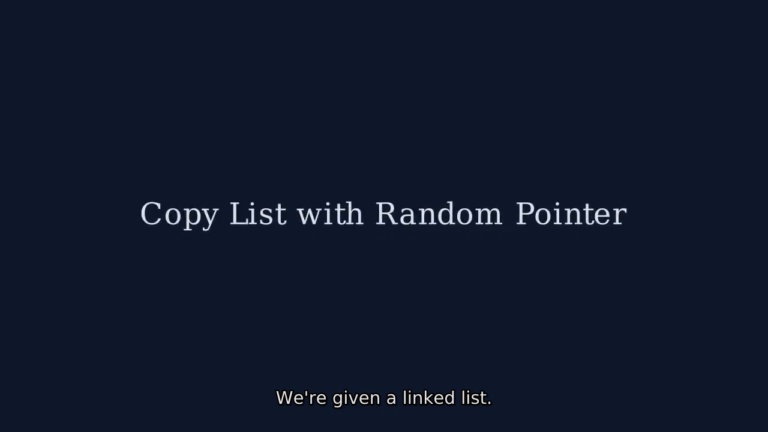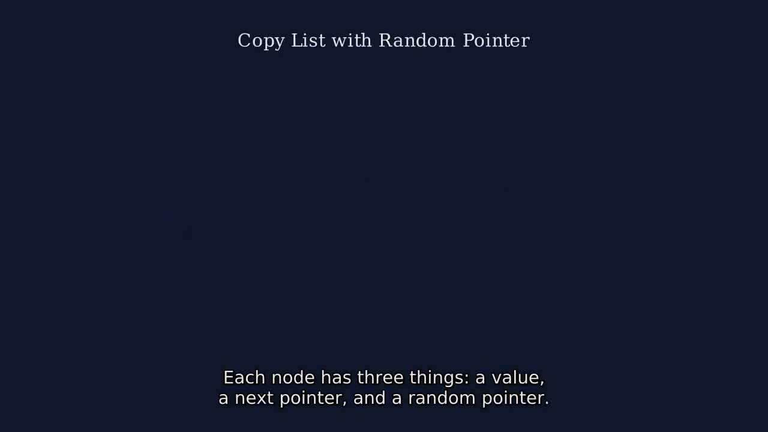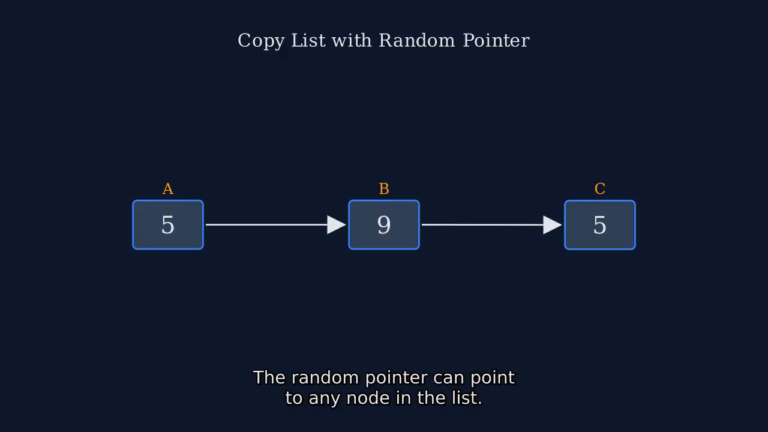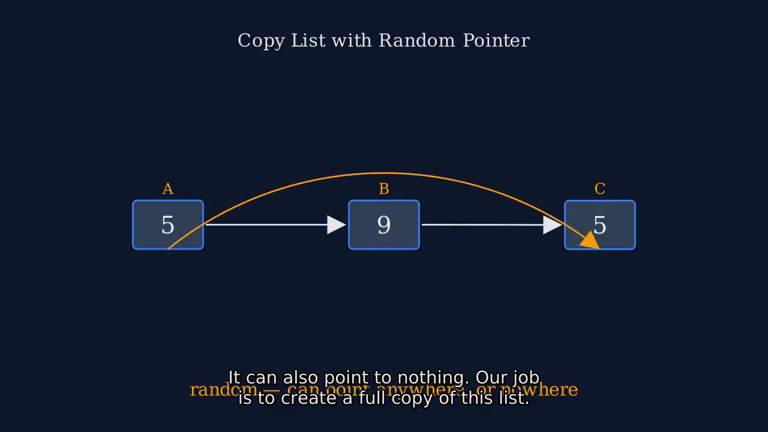We're given a linked list. Each node has three things: a value, a next pointer, and a random pointer. The random pointer can point to any node in the list. It can also point to nothing. Our job is to create a full copy of this list.